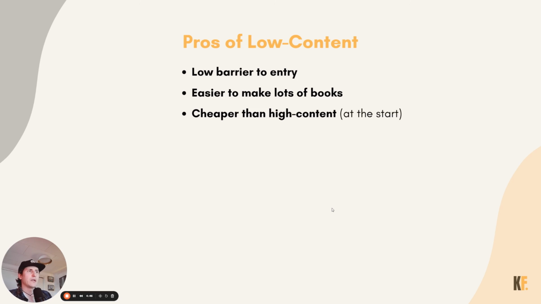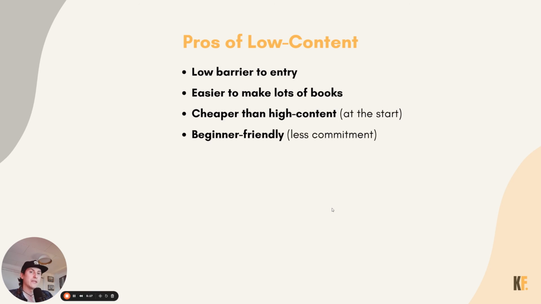It's also cheaper than high content at the start. And the reason I say at the start is because in the long term, I personally don't think low content is cheaper than high content to get the same result. But if you're just starting out, you don't have much money, it's a great place to start to spend very little or even nothing to get some books on Amazon. It's also very beginner friendly, so it's less committing. You can easily make a book yourself very quickly, and you're not committing to an entire 150-page book that takes a couple months to make.